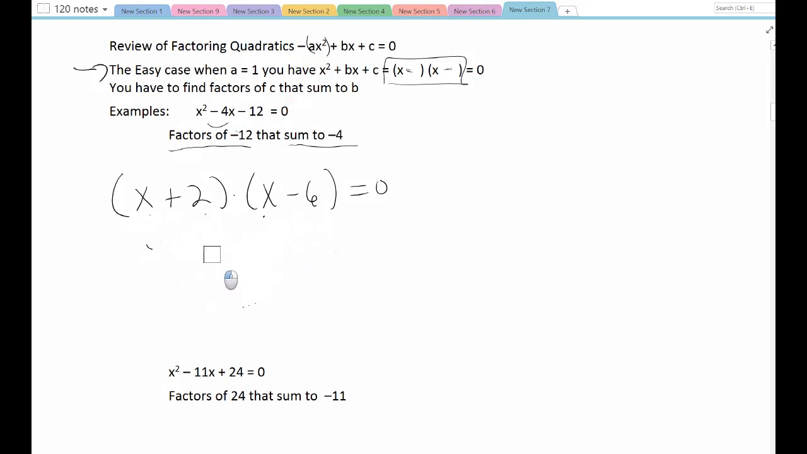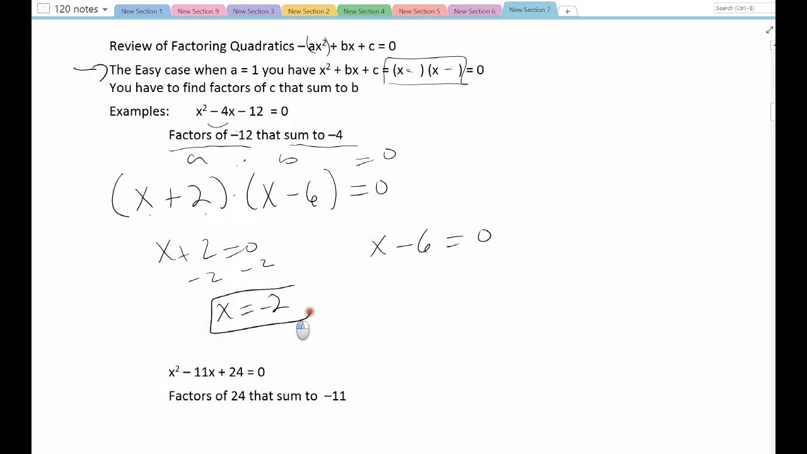And now I've got my product rule. This would represent A, and this would represent B, equals 0. So A is the 2x, x plus 2, times B, which is the x minus 6, which means one of those two or both of them give me a 0. And so that's what we do. X plus 2 gives me a 0, or x minus 6 gives me a 0, and I solve those. And so one of my answers is negative 2, and this is a 2 case, right? That means it crosses the axes twice. So negative 2 is a solution, and 6 is a solution.